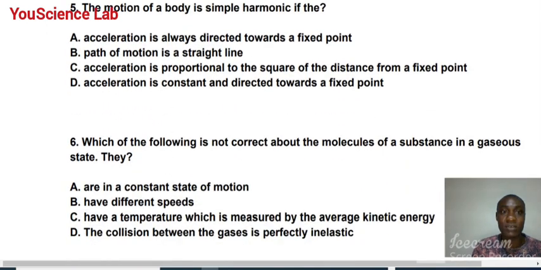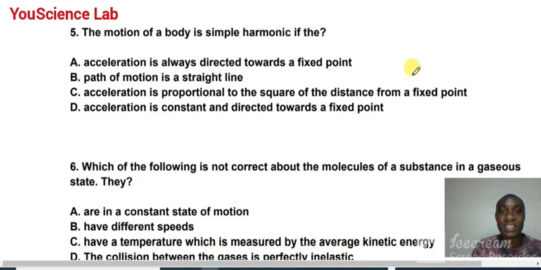Question 5. The motion of a body is simple harmonic motion if it. So here, let me quickly define simple harmonic motion. Simple harmonic motion is the motion of a body whose acceleration is directed towards a fixed point and is directly proportional to the displacement of the object or the body from that fixed point. The fixed point is known as the center of motion or equilibrium position.